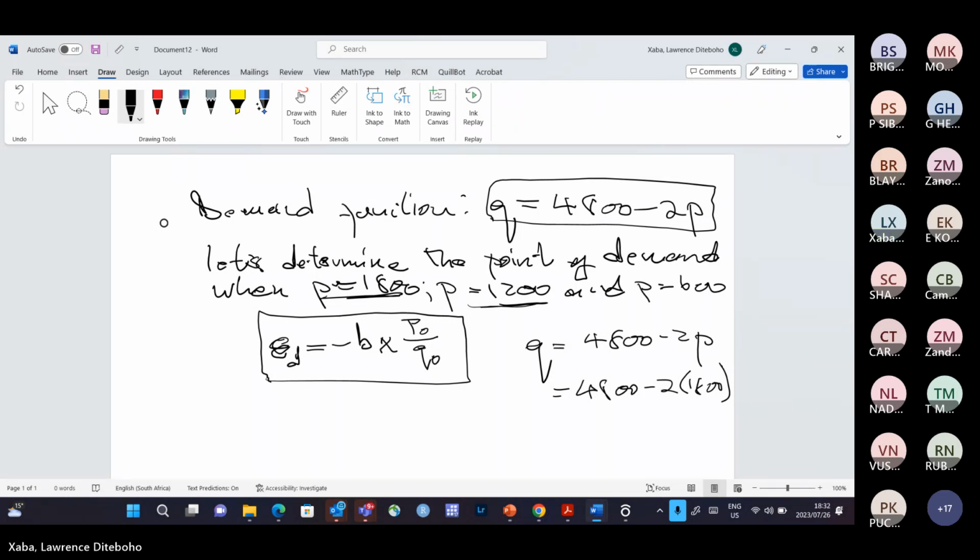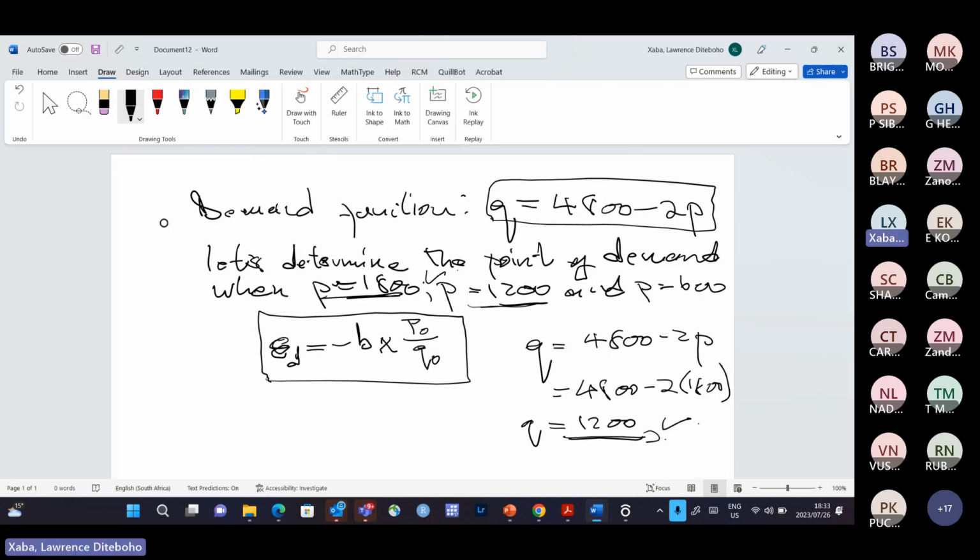So when we do that, we get our value, which is 1,200. So in this case now, we know the quantity and we know the price, where the price is 1,800 and the quantity of the products is 1,200. So what do we do now?